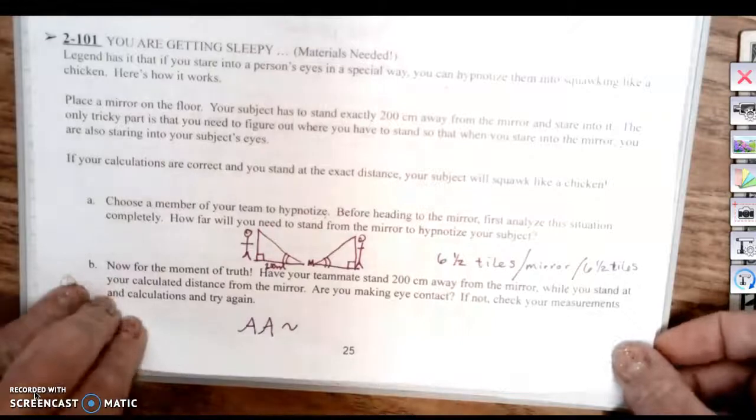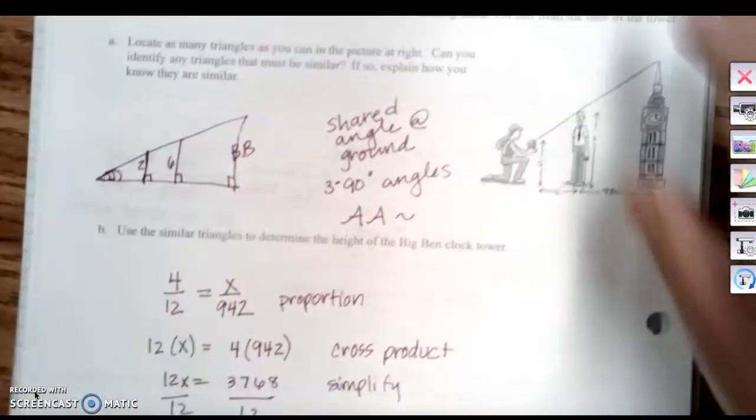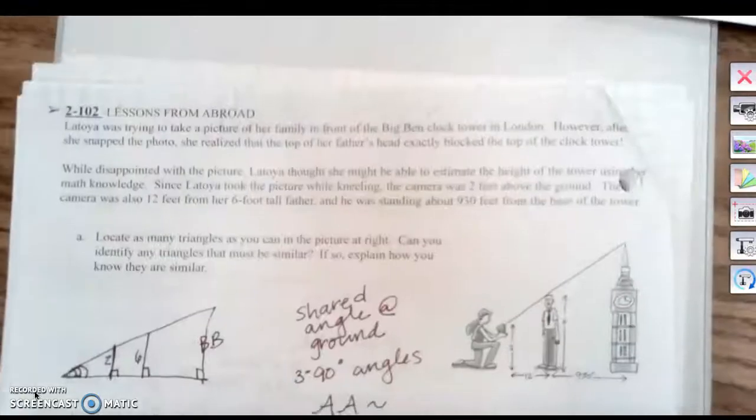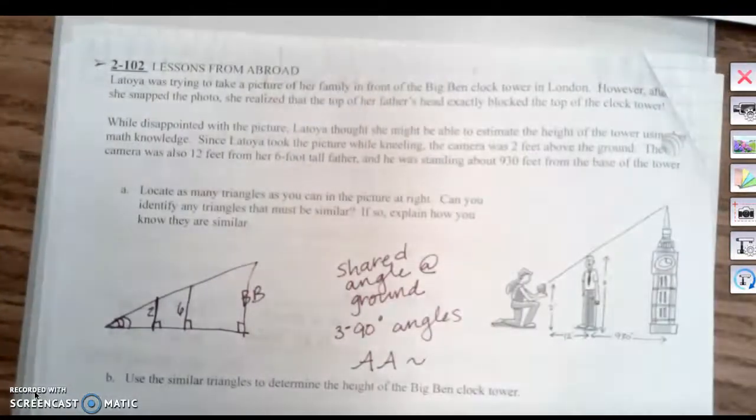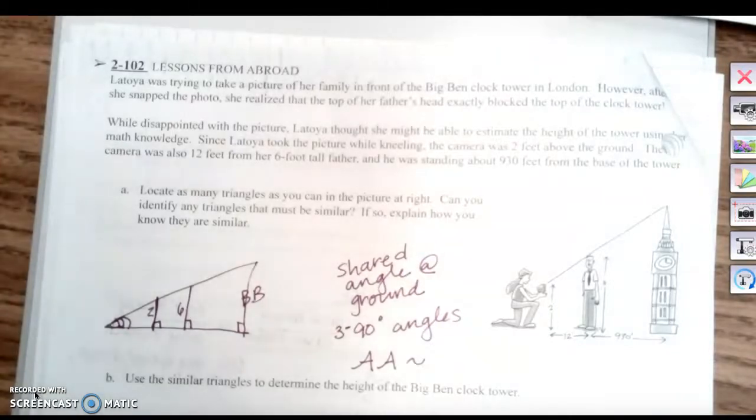Anybody still writing? All right, flip over to the top of page 26. Get all the way up to the top here. Okay, question 102 says, lessons from abroad. Latoya was trying to take a picture of her family in front of Big Ben Clock Tower in London. However, after she snapped the photo, she realized that the top of her father's head exactly blocked the top of the clock tower. While disappointed with the picture, Latoya thought she might be able to estimate the height of the tower using her math knowledge.